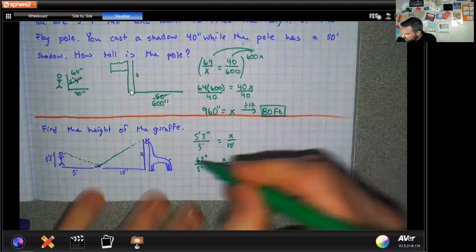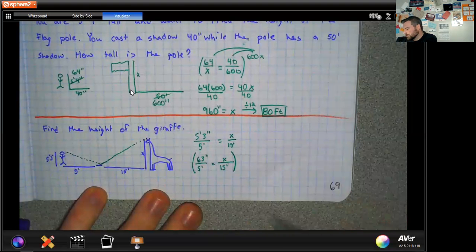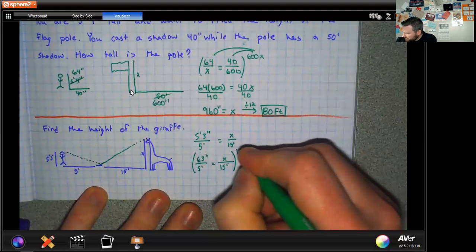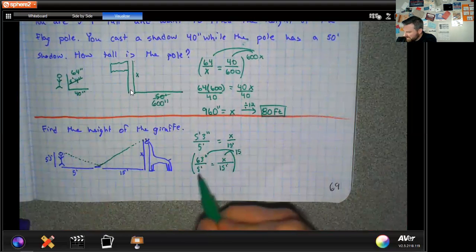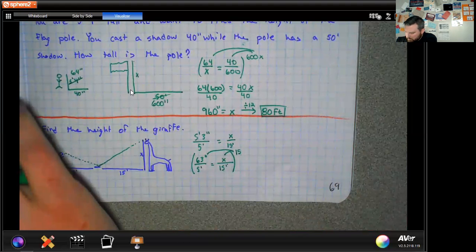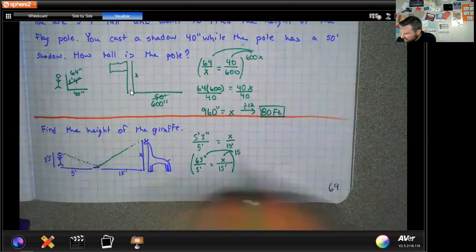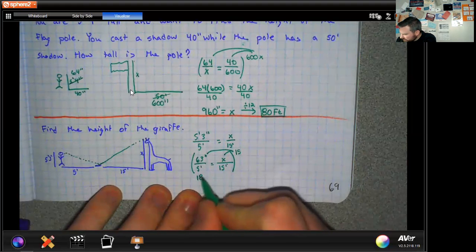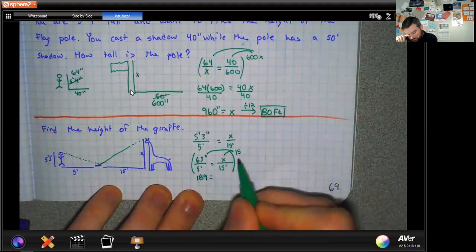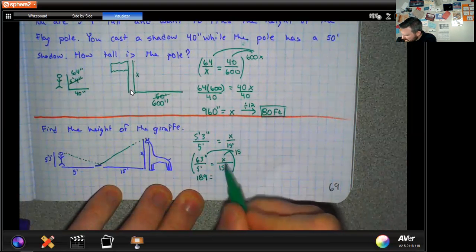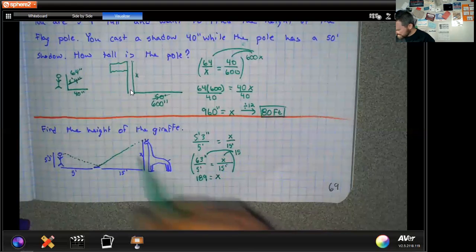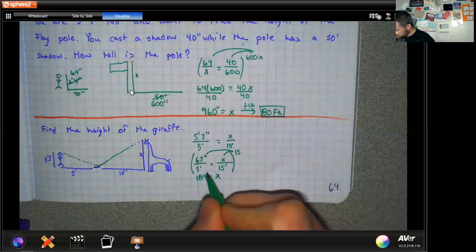So we're going to take the whole thing times our common denominator, which is 15. If you look here, you can change both of these into 15. So we're going to multiply by 15, distribute that in. So 15 divided by 5 is 3. 63 times 3 is 189. And then 15 divided by 15 is 1. 1 times X is X. So this giraffe is 189 inches tall.